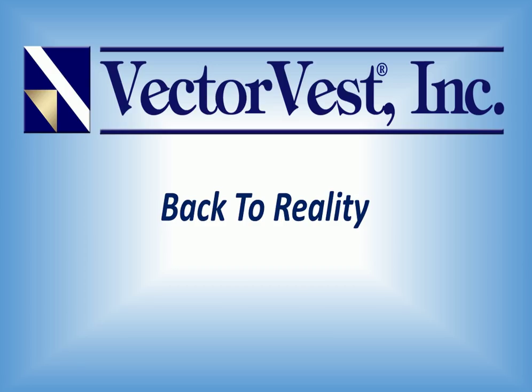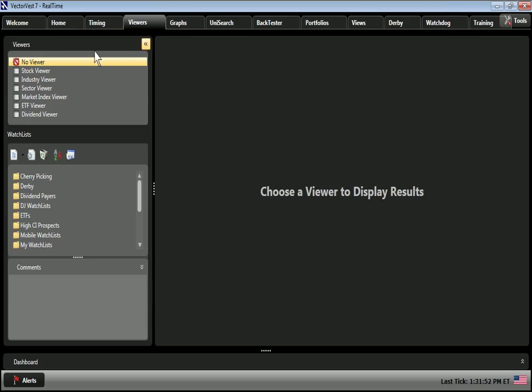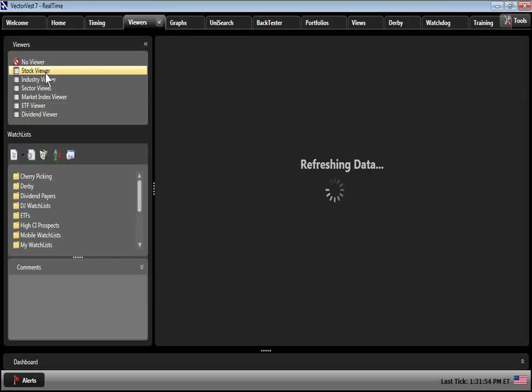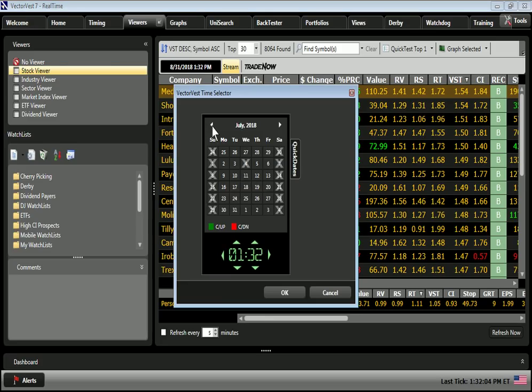We're going to go into the software. From the software, we're going to go up to the Viewers tab. We're going to start with the Stock Viewer. Now, spring normally kicks off about the 21st or so of March. I'm going to take the Stock Viewer back to March 21st of 2018.